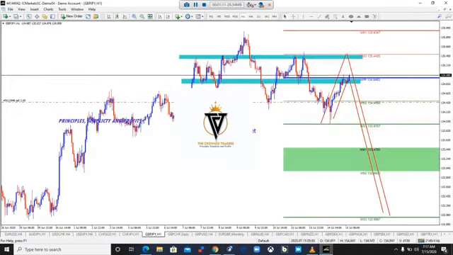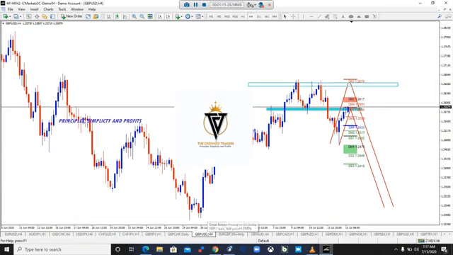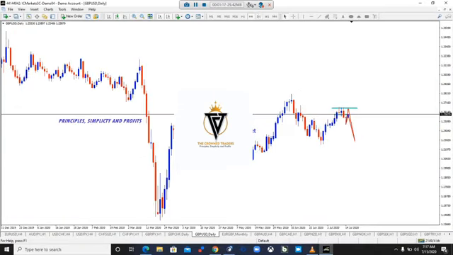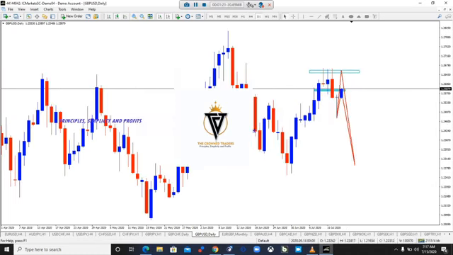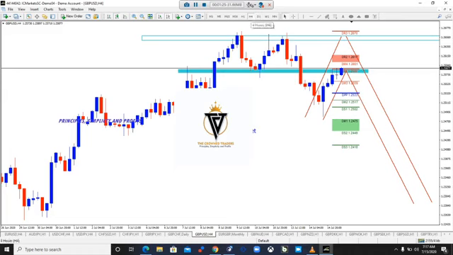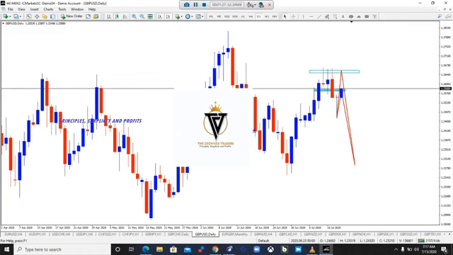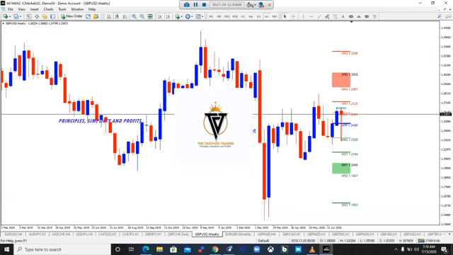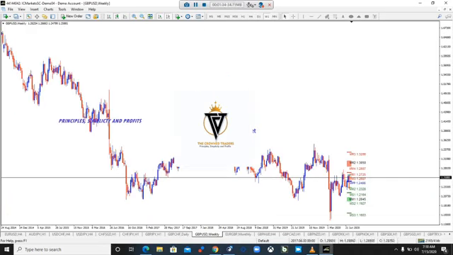Now, this is what we are looking out for. This is GBP USD. We could see how price, from the daily time frame perspective, and generally on the weekly time frame, is in a downward motion. It has been in a downward motion for a long time now.